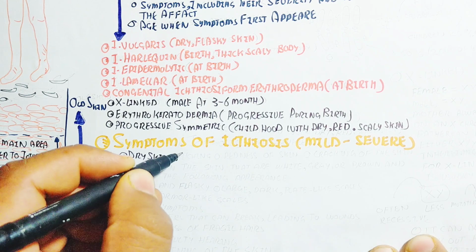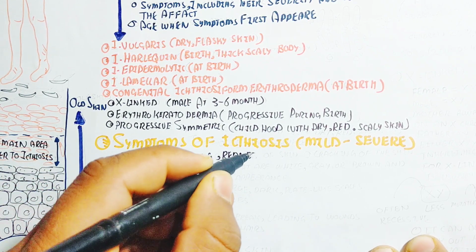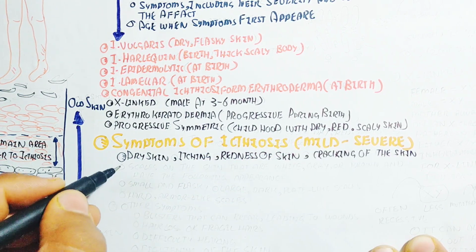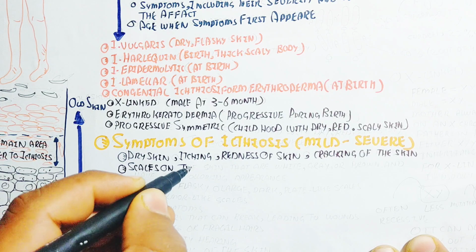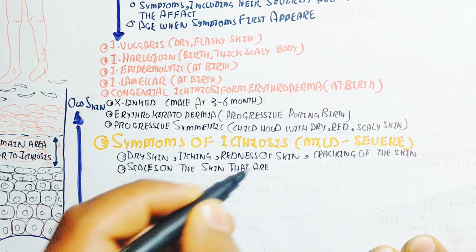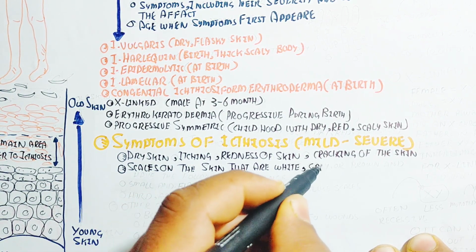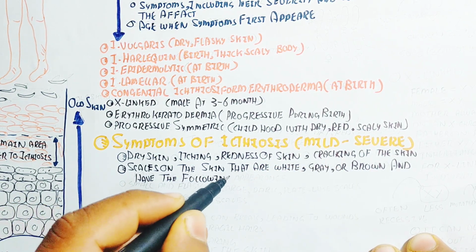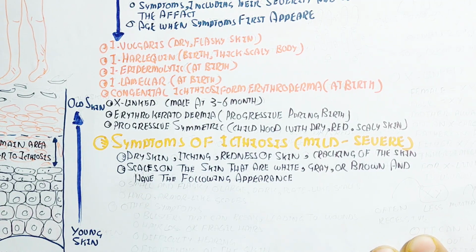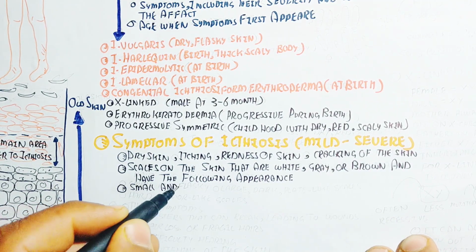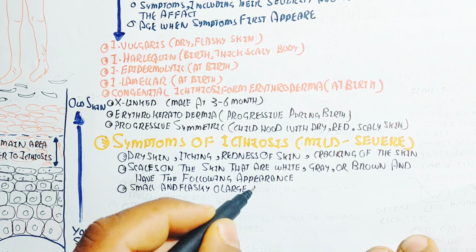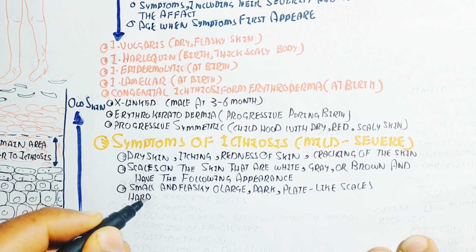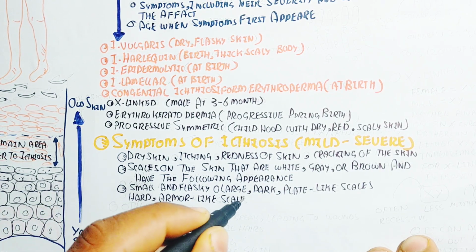Now we will discuss the symptoms of ichthyosis, from mild to severe. They include dry skin, itching, and redness of the skin. On the other hand, there is cracking of the skin and scales on the skin that are white, gray, or brown and have the following appearance: small and flaky, large dark plate-like scales, hard scales, and armor-like scales. So different types of scales can be seen on the skin.